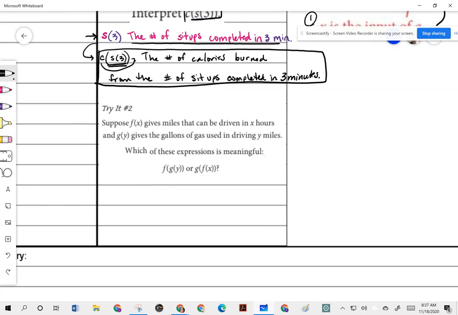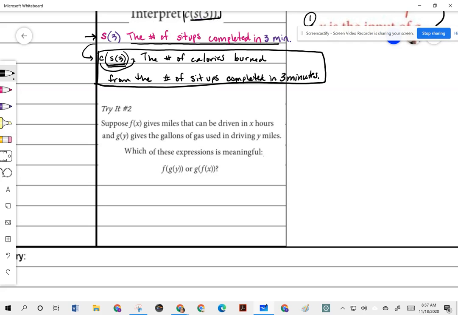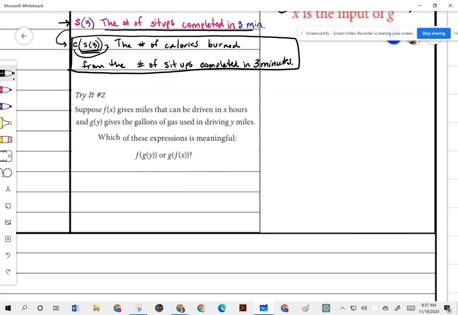All right, so pause the video, try number 2. Let me read it to you, and then we're going to see what we can do to make sense of it. It says, suppose f of x gives miles that can be driven in x hours, and g of y gives the gallons of gas used in driving y miles. Which of these expressions is meaningful? In other words, which of these expressions makes sense? Is it f of g of y, or is it g of f of x? So pause the video, and then we're going to discuss it.